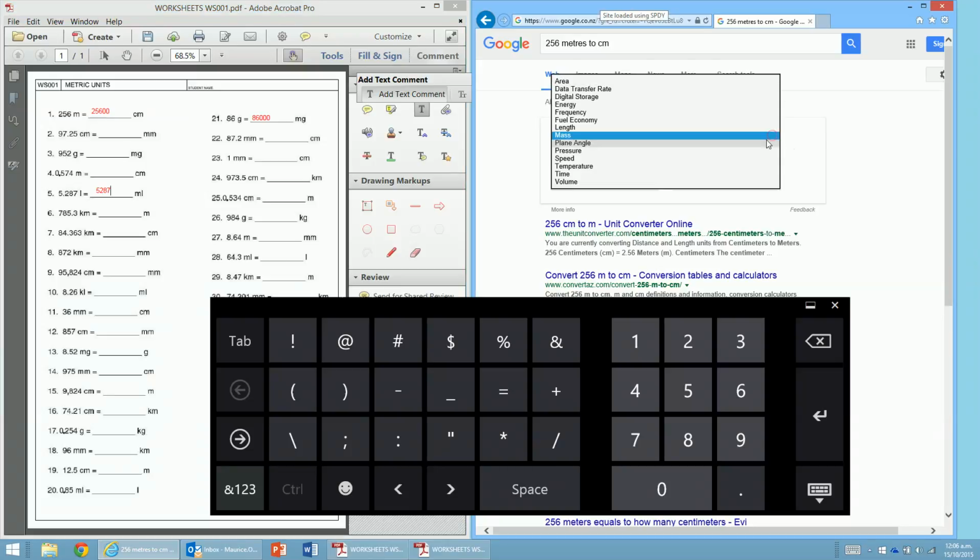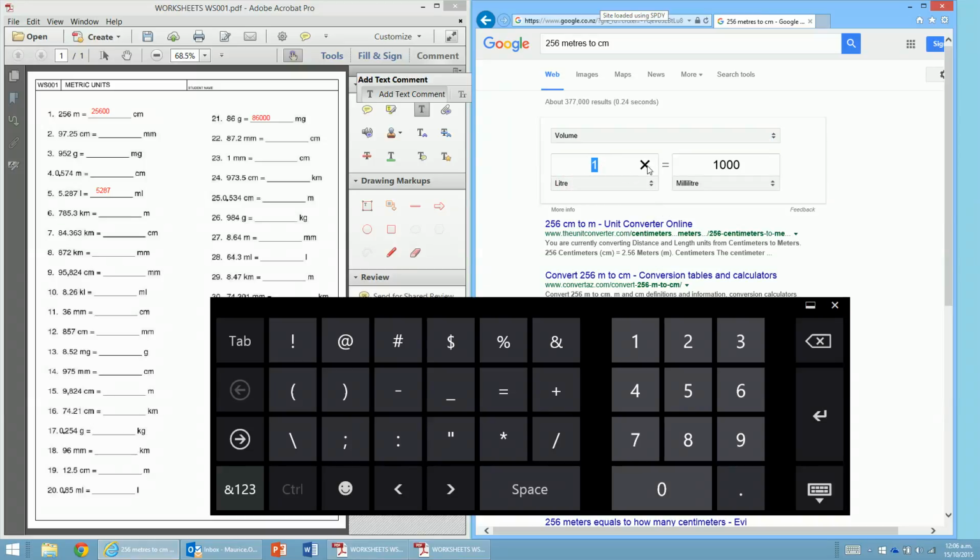Again, I'm just going to go to my Google calculator here, and that's a volume. And we want to have litres. 5.287 litres, and we want that to go to millilitres. Oh, it's already done that for me, and there's my answer, 5287. So there you are. There we have it.